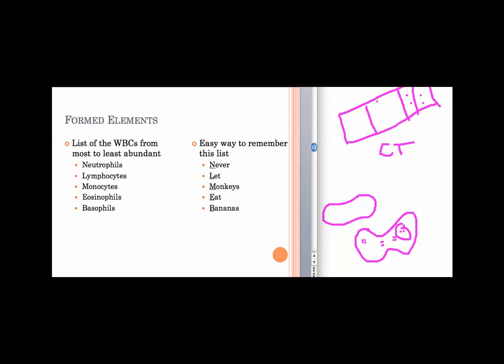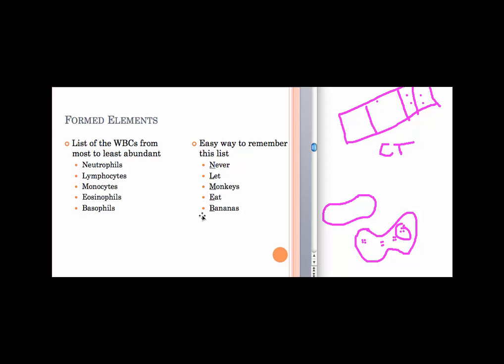We have 5 types of white blood cells that you should know: neutrophils, lymphocytes, monocytes, eosinophils, and basophils. The way I like to remember these is the phrase, never let monkeys eat bananas. So N for neutrophils, L for lymphocytes, M for monocytes, E for eosinophils, and B for basophils. We're not going to go into too much depth here about the different functions of all of these white blood cells, but you want to take a look at it in your book.